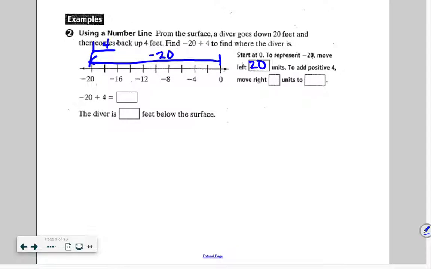Mine doesn't line up very well when I stand inside. Let me fix that here, as I stand in front of it. To add 4 positive, move right how many units? 4 units, to negative 16. So a negative 20 plus 4 is negative 16. The diver is 16 feet below the surface. Notice we don't say the diver is at negative 16 feet, right? We say he's 16 feet below the surface level.